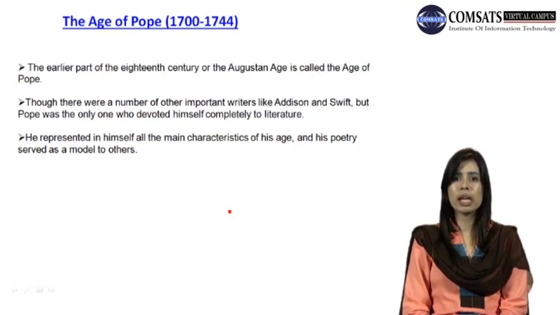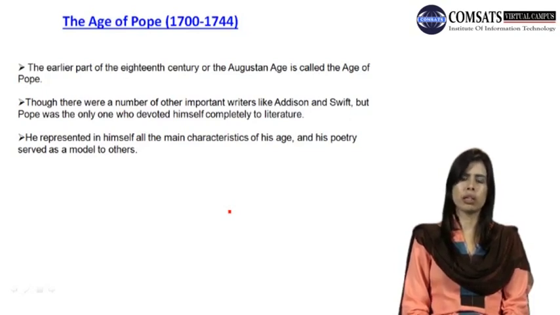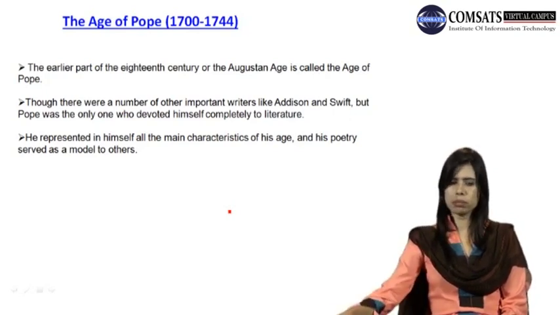So the dominating literary figure of 18th century literature was Pope. We are talking about the early half of the 18th century. He represented in himself all the main characteristics of his age, and his poetry served as a model to others. He wrote marvelous books of poetry, so he is the dominating figure as well. There is no doubt there were many other good writers like Addison and Swift, but when we ask who was the dominating figure of that particular age, we can say Pope.